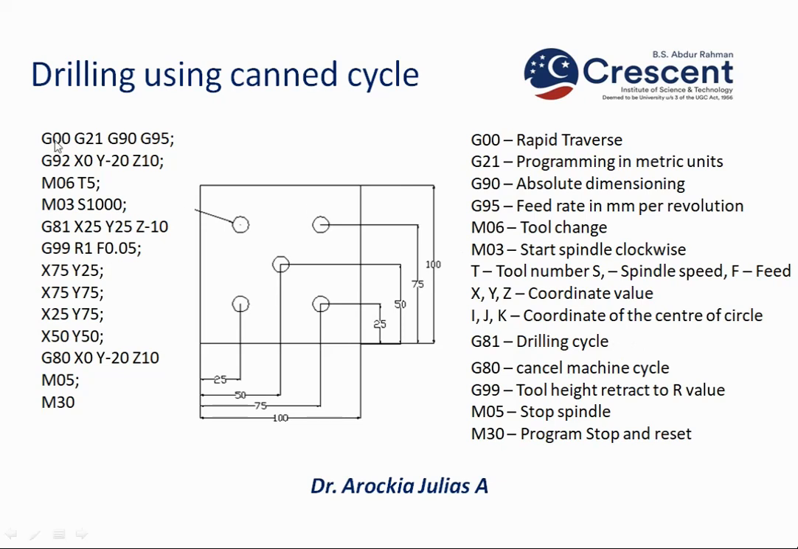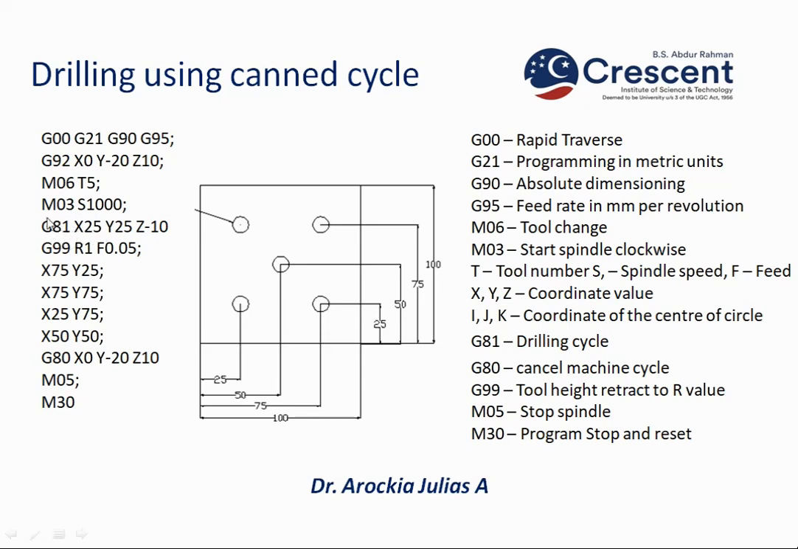We know all the coordinate values. First we write the header, that is G00, G21, G90 and G95. You know, the same as previous: programming in metric units, absolute dimensioning, and feed in mm per revolution. Now we set the reference point using G92 X0, Y minus 20 and Z10. Now M06 for tool change, that is T5. Then start the spindle using M03 at a spindle speed of 1000 RPM.